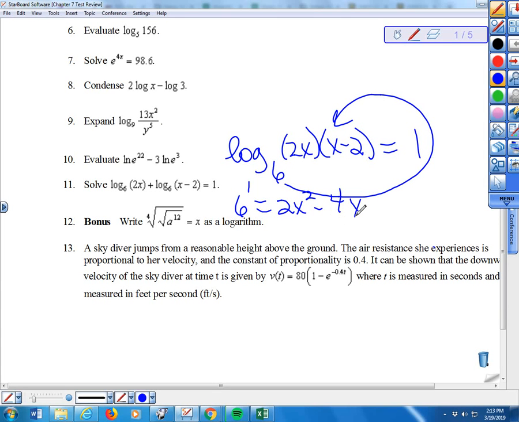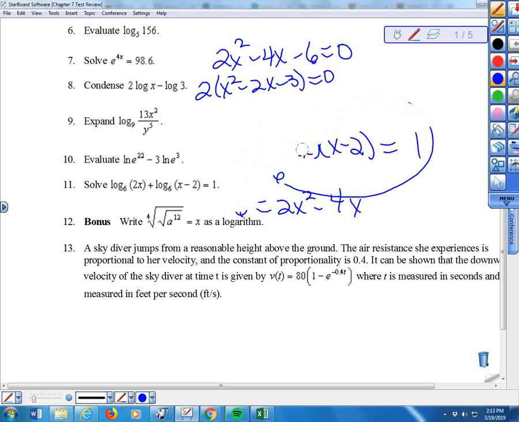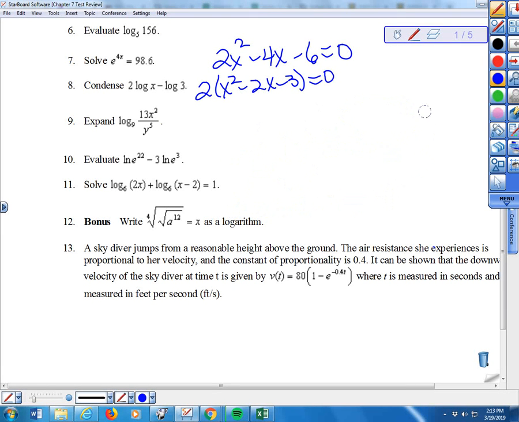And now it's a quadratic. Minus 6 equals 0. Factor the 2 out. And this is going to be minus 3 positive 1. So x will either be 3 or negative 1. It can't be negative 1, because it'll make these both negative. So 3 is the only possible answer. Don't forget to check them at the end.